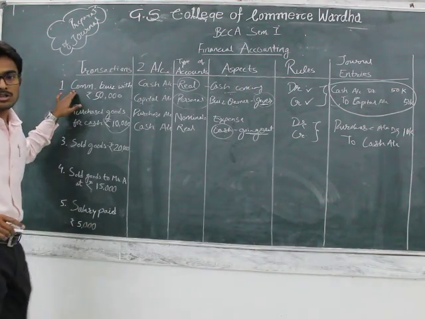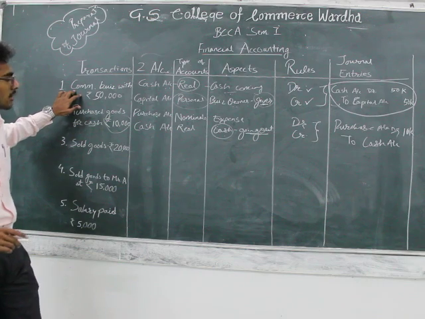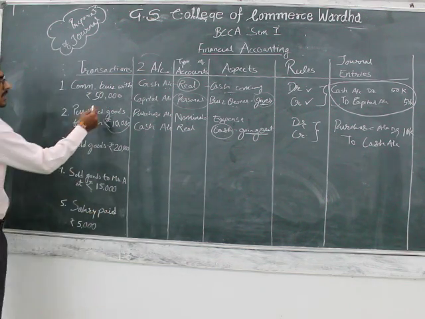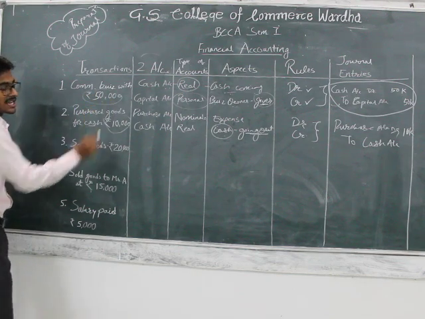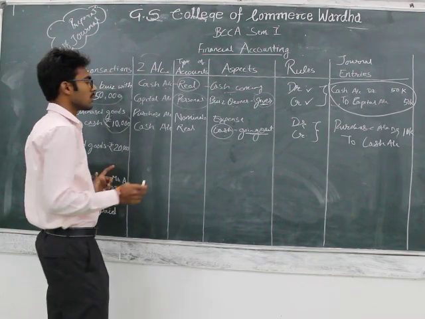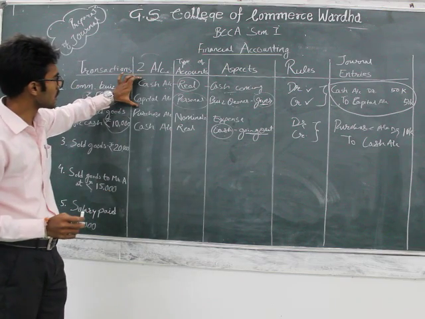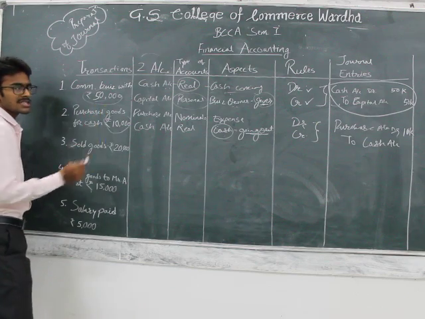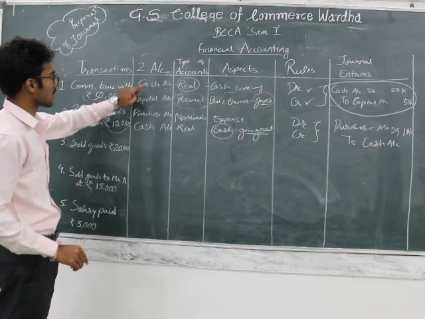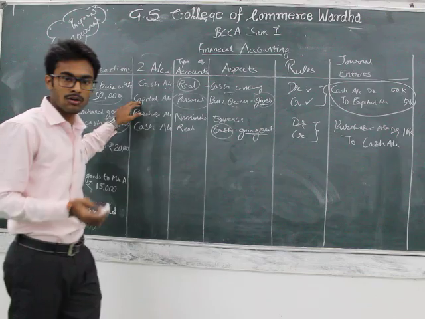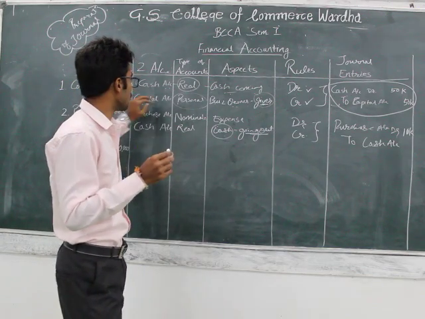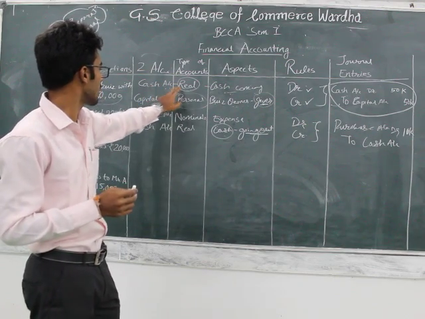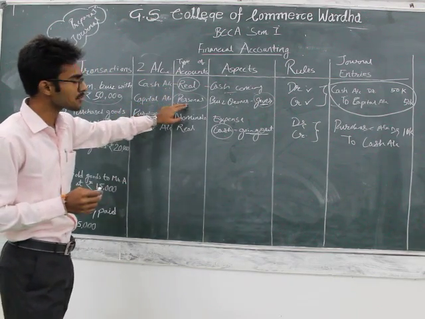The all-in-one kirana shop owner commenced business with rupees 50,000. The business owner has given 50,000. There were two accounts involved: cash account and capital account. Why cash account? Because 50,000 is cash. Cash is coming in. That's why cash account. And capital account is nothing but the owner's account. Cash account is a real account, and capital account is a personal account.